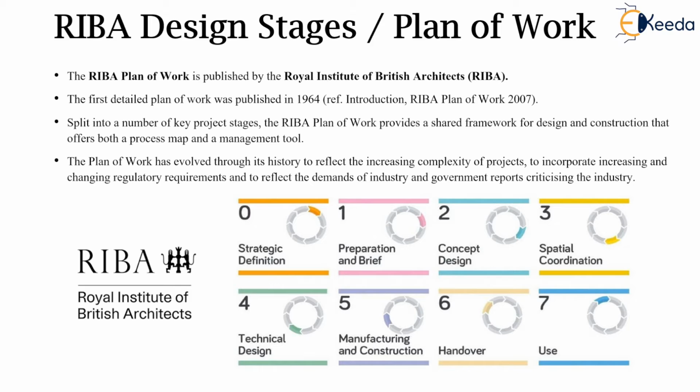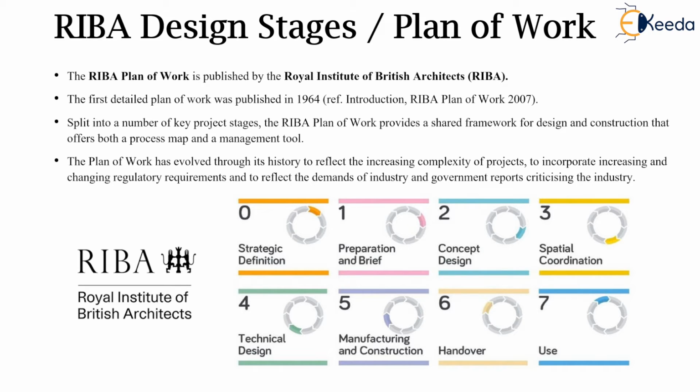The RIBA design stages and plan of work have been further added into the project life cycle to give an exposure to various international standards of mapping work or life cycle. The RIBA plan of work is published by the Royal Institute of British Architects, which is located in the United Kingdom. The first detailed plan of work was published in 1964.